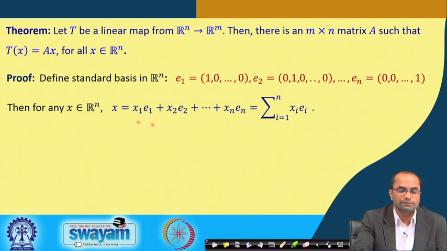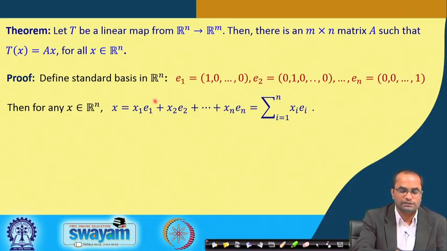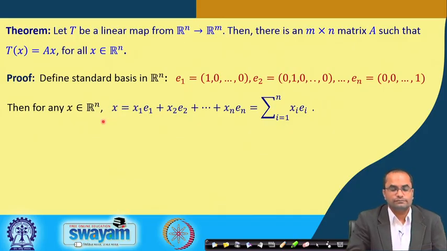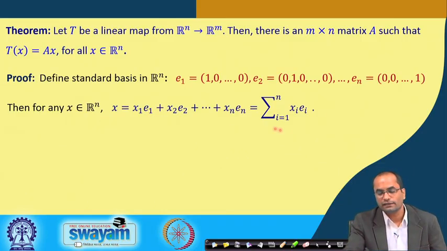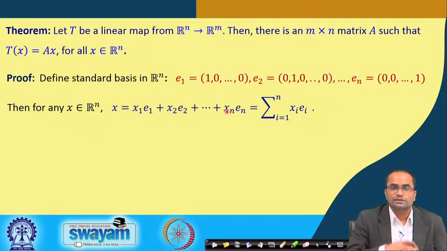That means this x can be represented as x_1 e_1. So, x_1, x_2, x_3, ..., x_n are the components of this x vector. So, with the help of these standard bases we can represent this x as x_1 e_1 plus x_2 e_2 and so on, plus x_n e_n, or in short we can write it in the form of a summation, i goes from 1 to n, of x_i e_i.